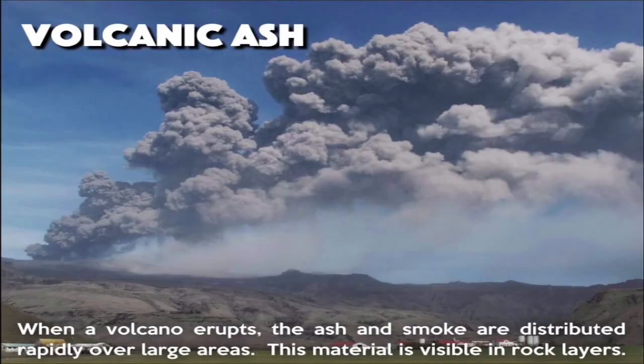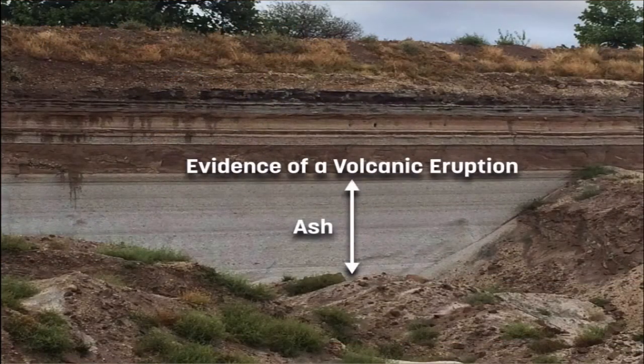We can also use volcanic ash. When a volcano erupts, the ash and smoke are distributed rapidly over large areas, and this material is visible in rock layers. So here's some evidence of a volcanic eruption. That layer of ash material represents a volcanic eruption that took place, and it rapidly distributed that material over the Earth's surface. Other locations that contain the same layer and the same thickness of ash would match up into the same time period as this layer.